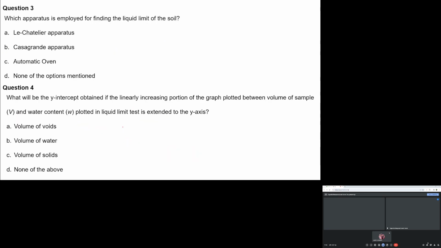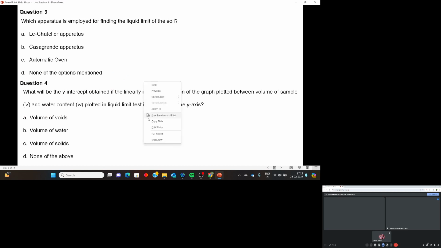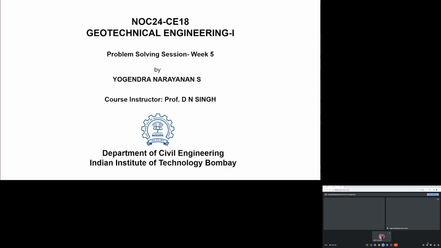So let us move to the next question. Which apparatus is employed for finding the liquid limit of the soil? Option A, Leach Clears apparatus. Option B, Casagrande. Option C, oven. Option D, none of the options.